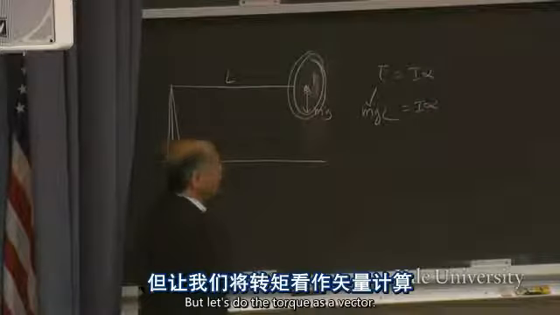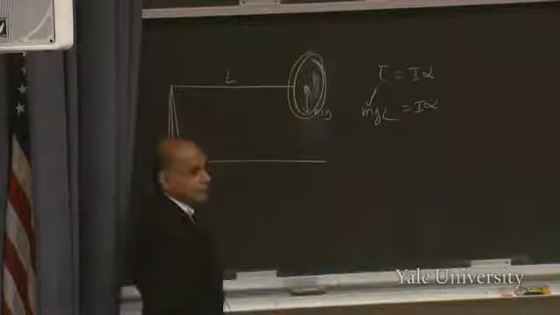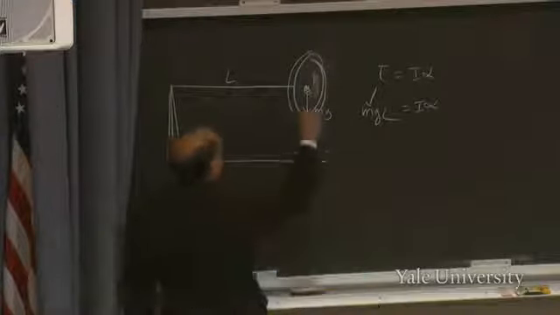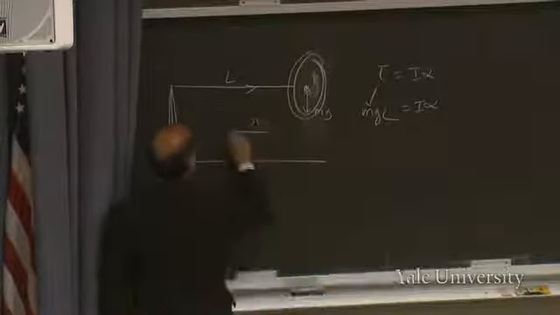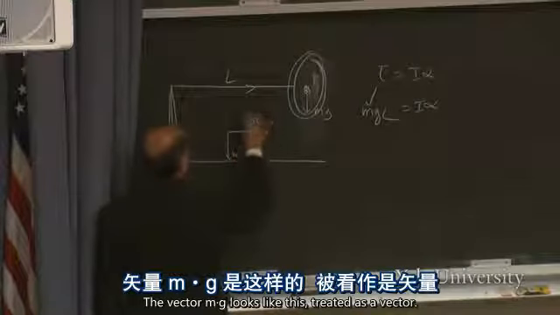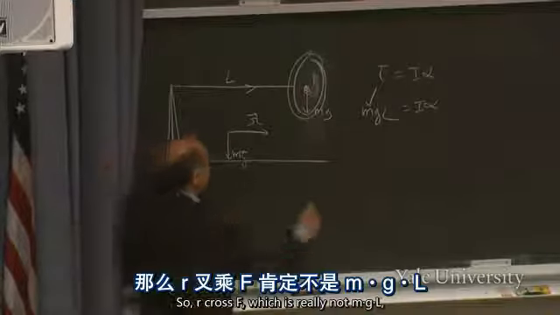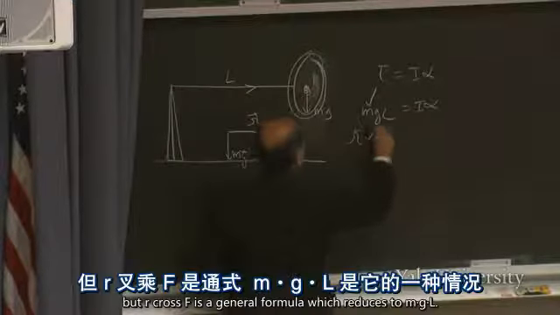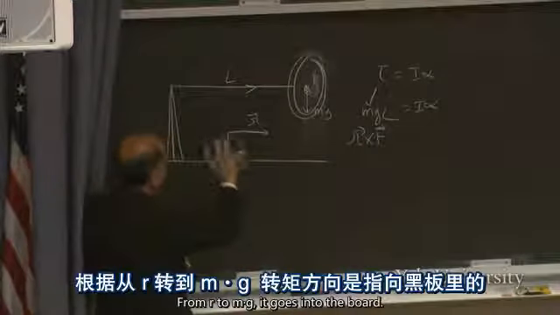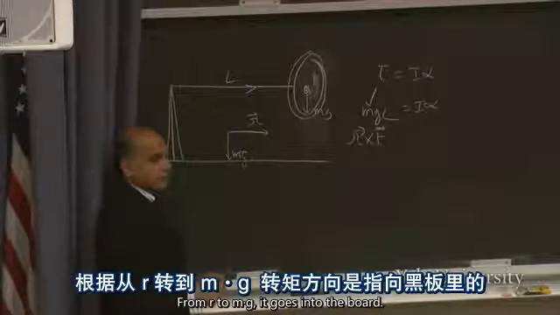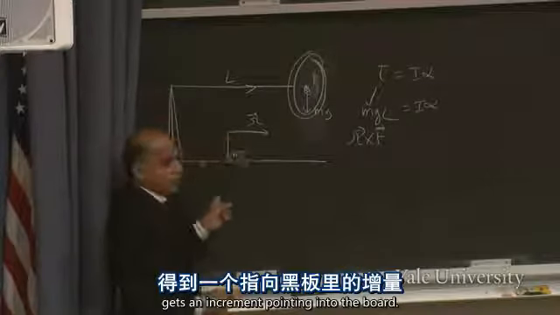But let's do the torque as a vector. What is the vector torque? I want you guys to think about that. Here is R. The vector R looks like this, right? Horizontal. The vector mg looks like this, treated as a vector. So R cross F, which is really not mgl, but R cross F is the general formula which reduces to mgl. Now do the screwdriver rule. From R to mg, it goes into the board. So we say the angular momentum of this rod gets an increment pointing into the board.